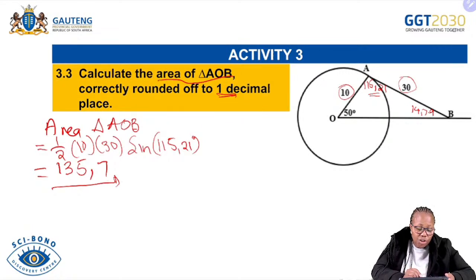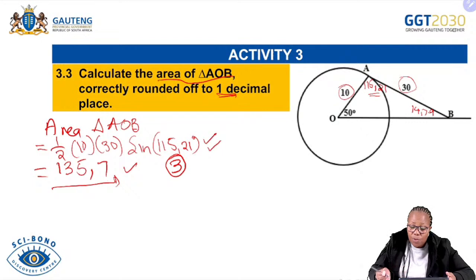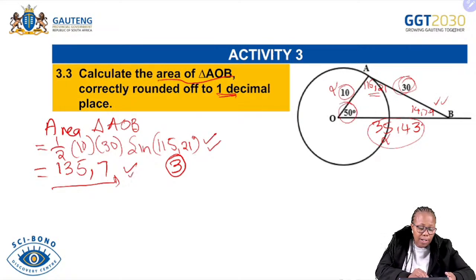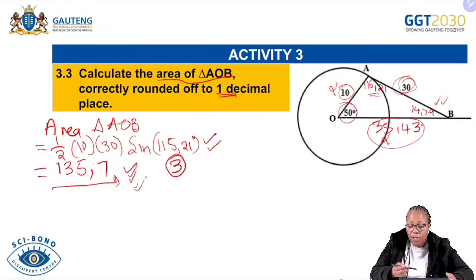And then the mark allocation, it will be substitution and the answer. They can also give you substitution into the correct formula there. So it can be worth 2 to 3 marks to answer that particular question correctly, grade 12. You are more than welcome also to use the sides. Remember, we have calculated that OB is 35,43. You can use that one, 30 and 35, included angle will be B. Or 35 with the 10, included angle will be 50. You will end up with the same answer as that one, grade 12.